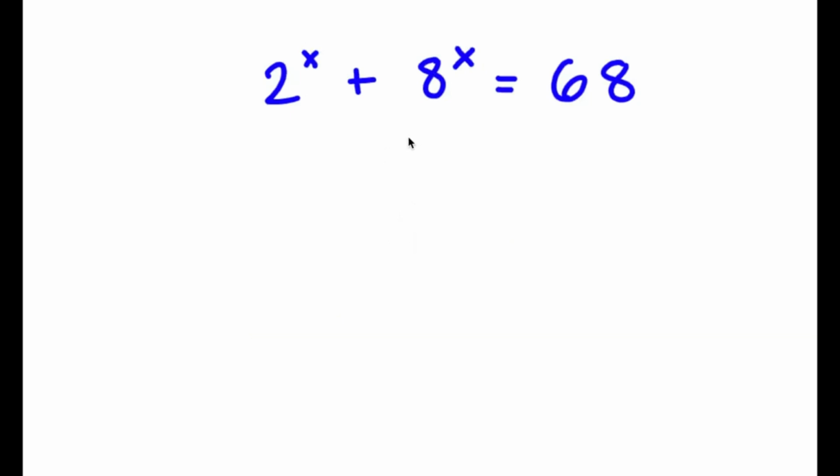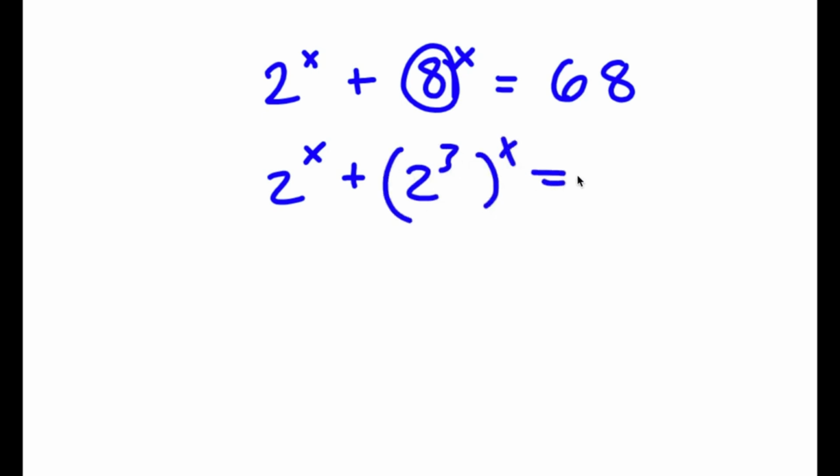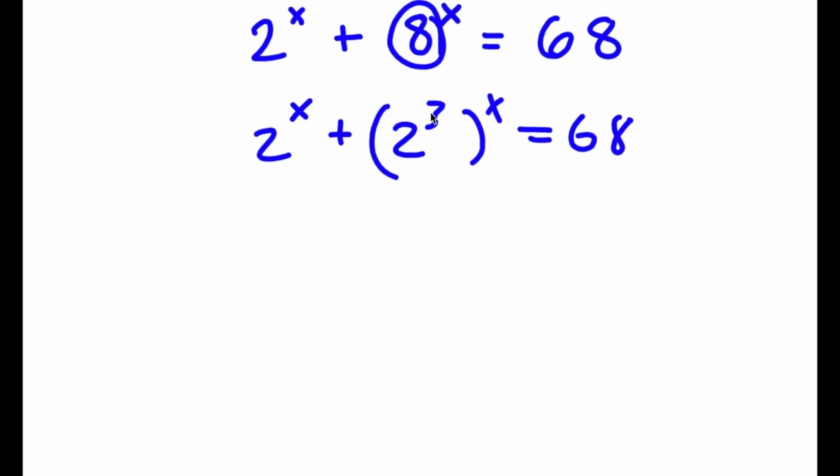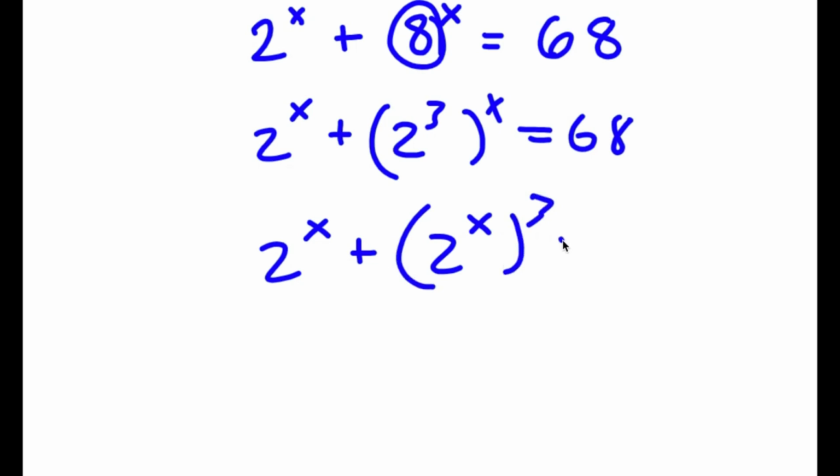Alright, so in this problem, I have 2 to the power of x plus 8 to the power of x equals 68. So I'm going to first rewrite 8 as 2 to the power of 3. So now I have 2 to the power of 3 to the power of x is equal to 68. And I can actually switch these two. So I get 2 to the power of x plus 2 to the power of x to the power of 3 is equal to 68.